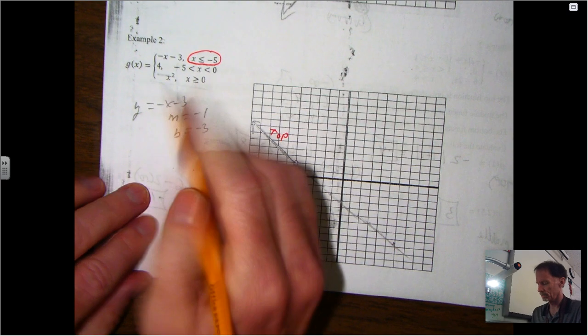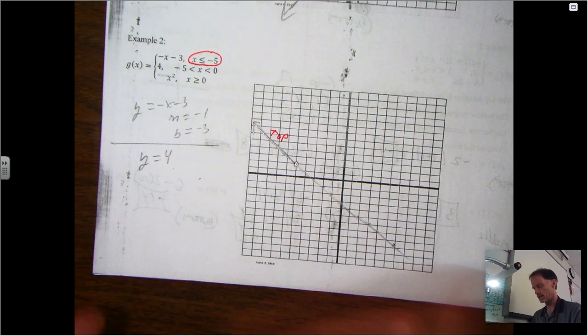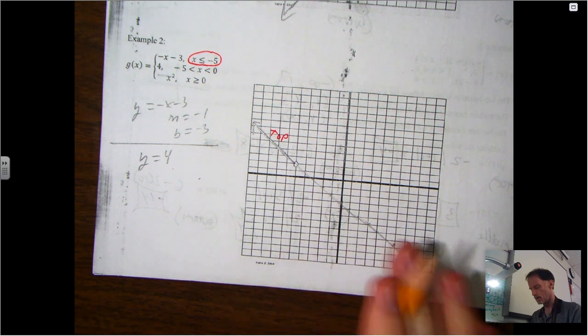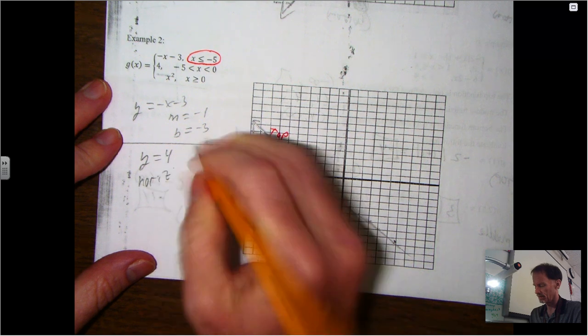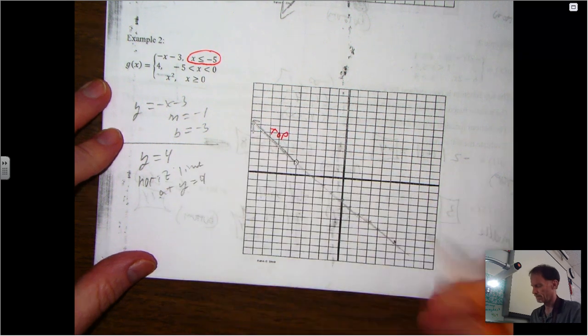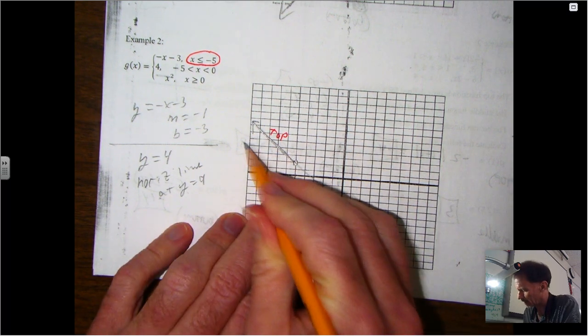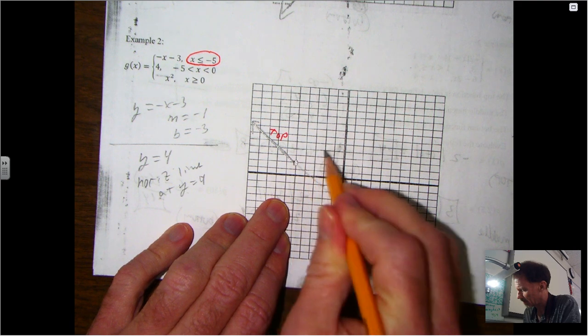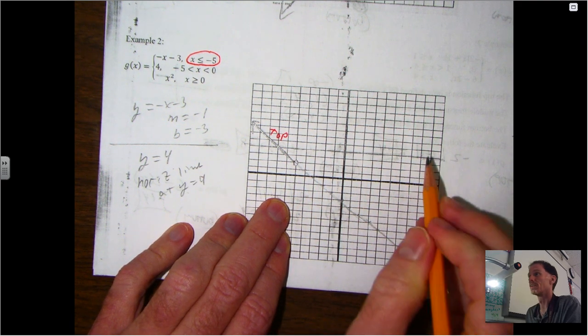For the middle one, we just have y equals 4. And remember, that is just a horizontal line. There's nothing crazy about that. A horizontal line at y equals 4. So 1, 2, 3, 4. Again, just sketch that whole line in there. It's kind of hard to see because it's already on the line.